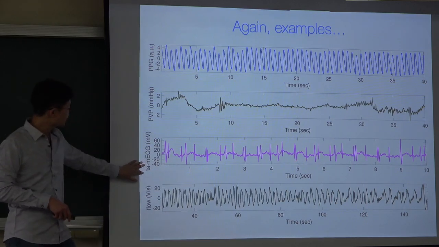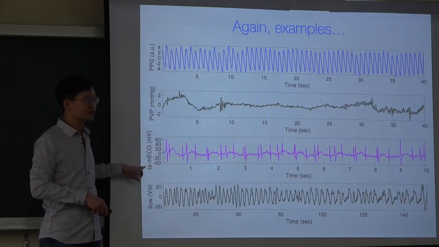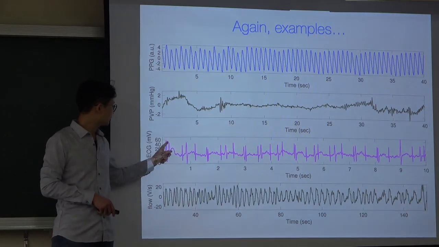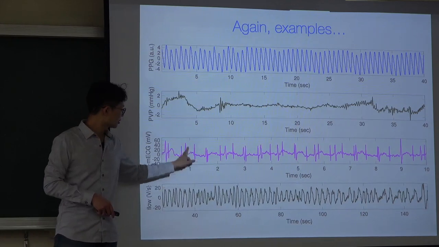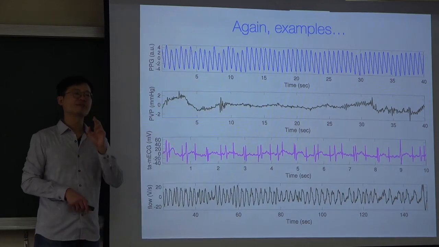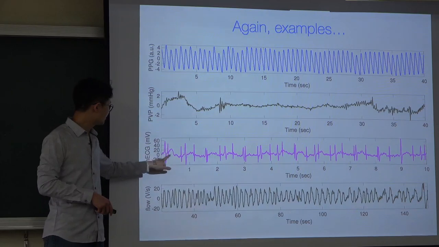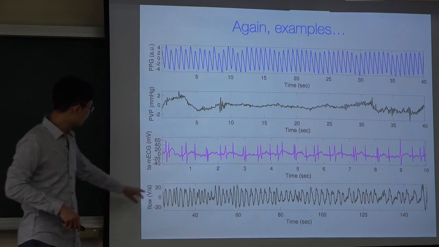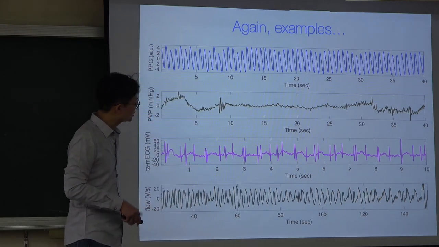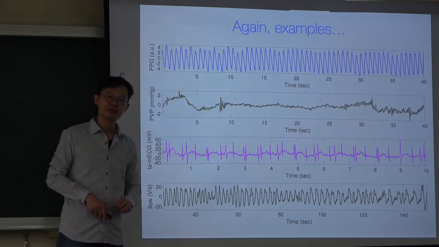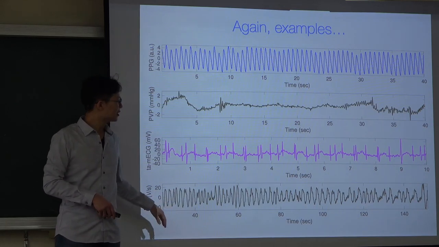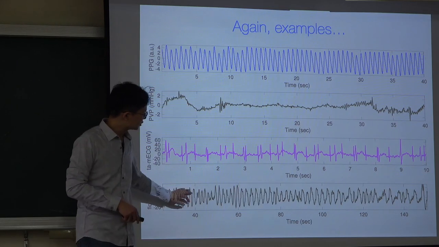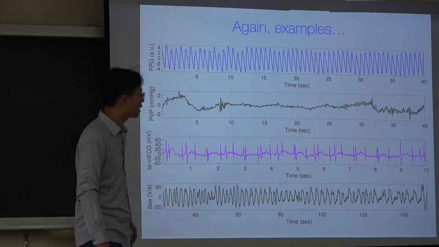And this is transabdominal maternal ECG. In this transabdominal maternal ECG, you have at least two components. One is the maternal ECG, this big one, and another one is the fetal ECG. That is the smaller one, narrower one. And the third one, this is an airflow signal. In this airflow signal, there are two components. One is respiration, another one is the cardiac component, which is called cardiogenic artifact, which we will discuss and see how to use it in a bit.